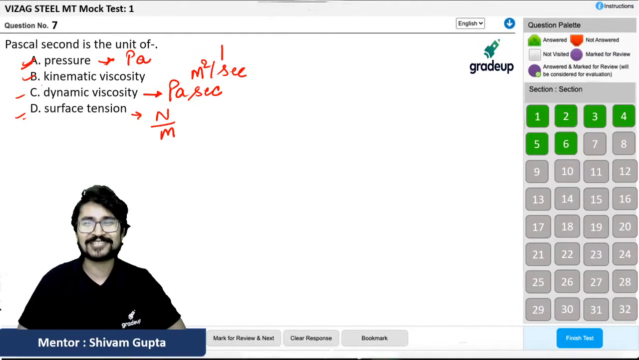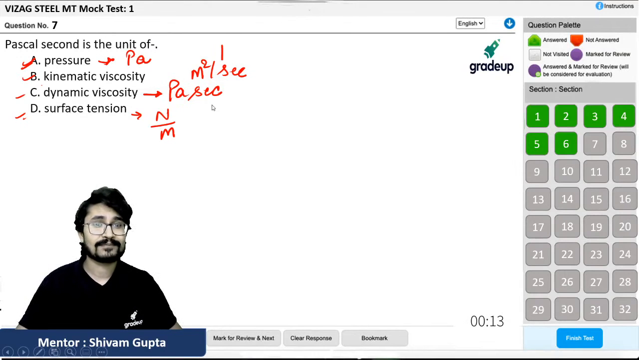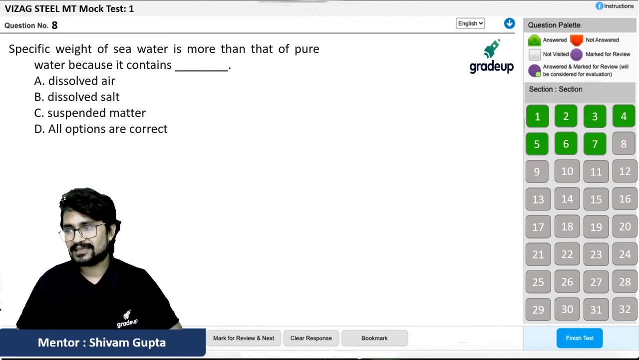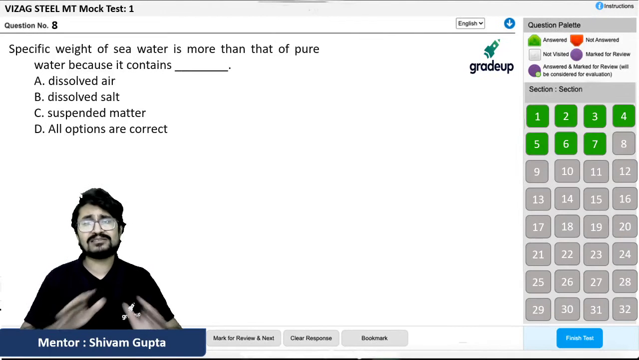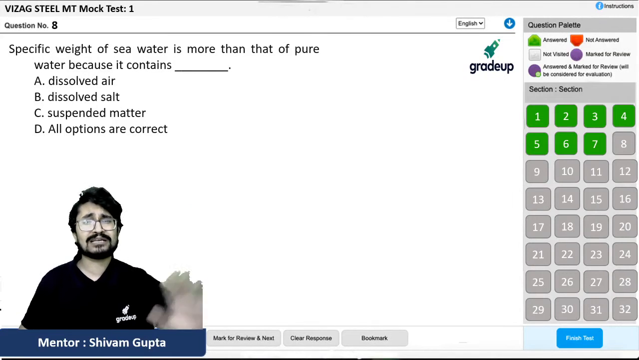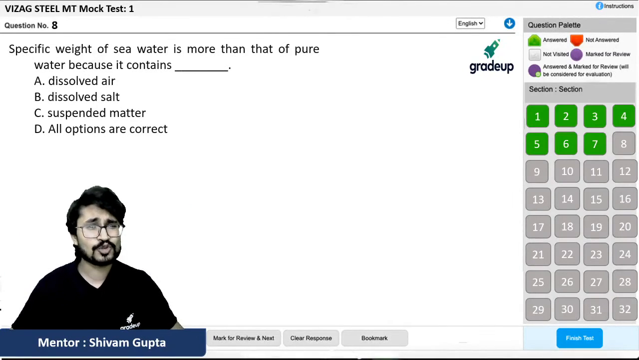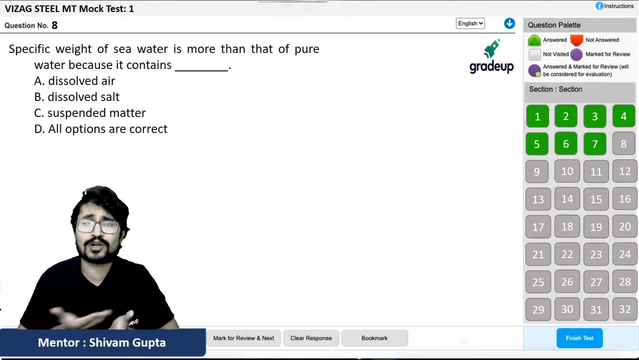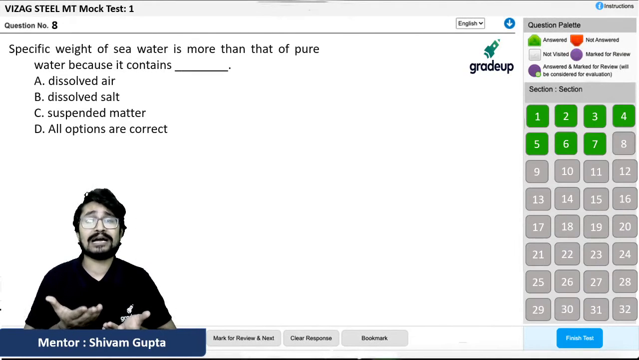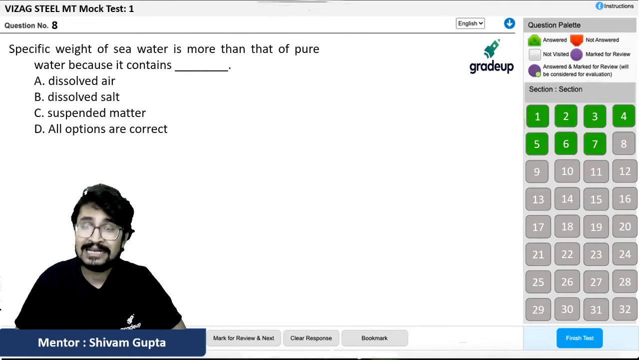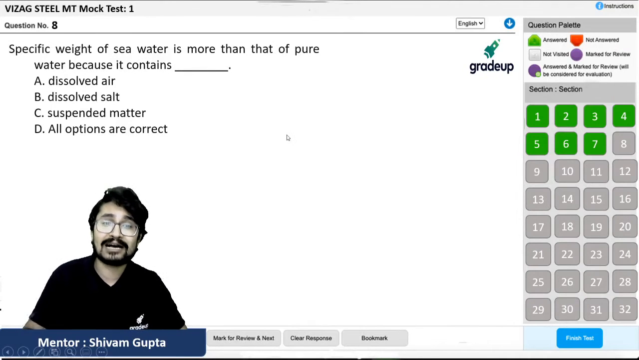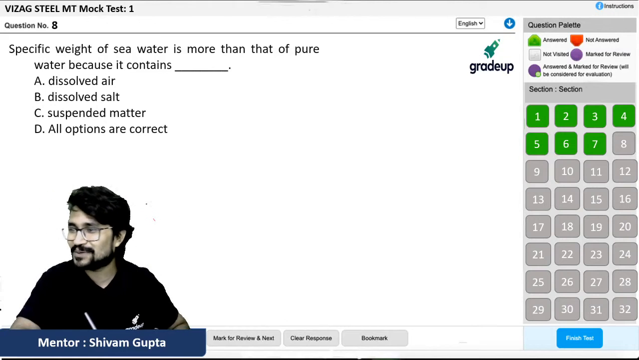Okay, now coming to the next question. The specific weight of a seawater is more than that of a pure water because it contains. See, this is a very basic question. Anybody can answer this question. The specific weight of a seawater is more than the weight of the pure water because specific weight increase क्यों होता है? Seawater का क्यों increase होता है? Because of the dissolved air, because of the dissolved salt, and because of the suspended matter which is found in the seawater. That's why the answer will be option number D. Option number D will be the correct answer.